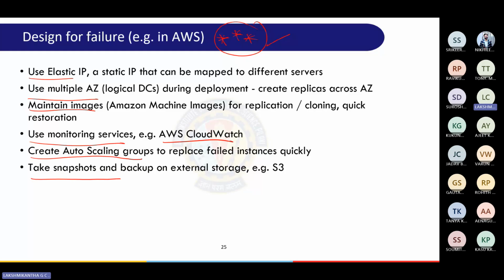Take snapshots and backups. So this is your job. Regularly take snapshots of your block storage and back them up to highly durable external storage like S3. So this is your ultimate safety net for recovery.